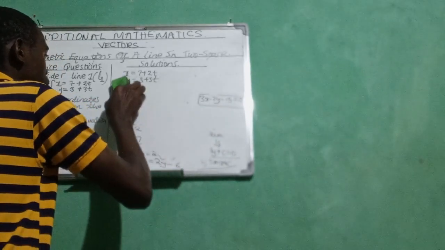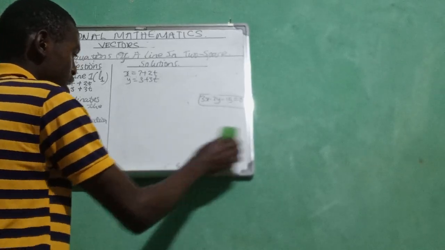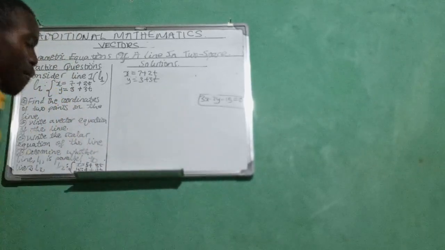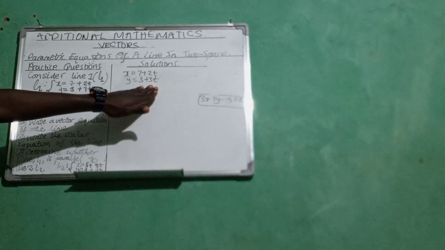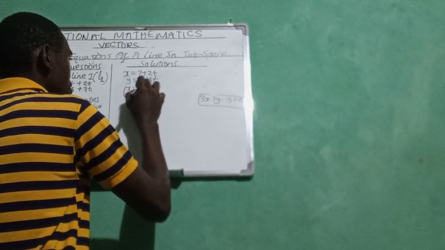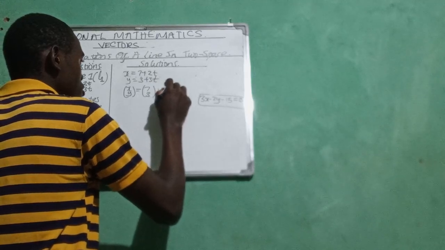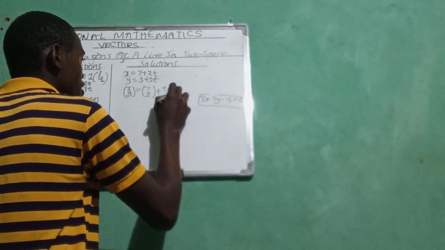Now we are going to go to method 2. So method 2 is like this. When you have been given this scalar equation, you write it in a vector equation form. So you say (x, y) is equal to (7, 3) plus t multiplied by (2, 3).